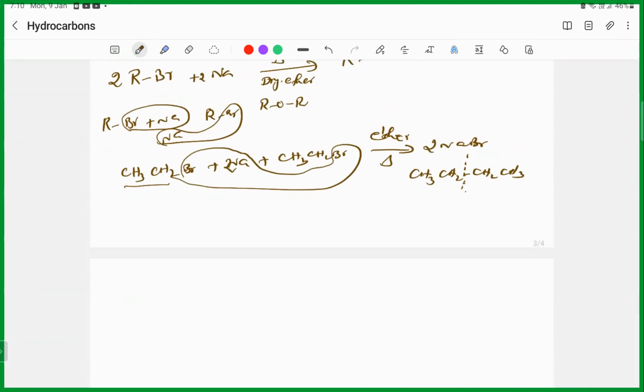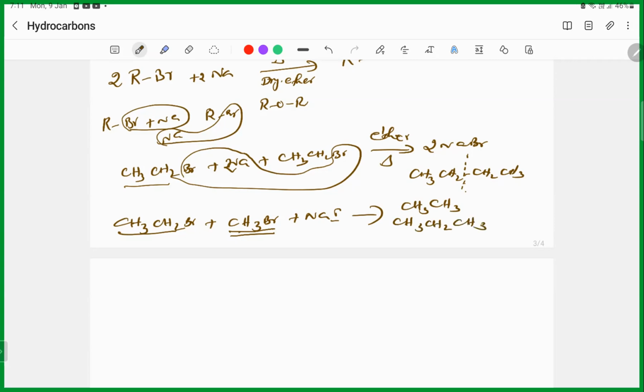Suppose in case you are using ethyl bromide plus methyl bromide with sodium, then you can get a number of products, because this will undergo self coupling and give ethane, and then these two will couple to give CH3CH2CH3, propane, and then this will undergo self-coupling and give CH3CH2CH2CH3. So we will get a different number of products when we use two different alkyl bromides. You will get three types of product.